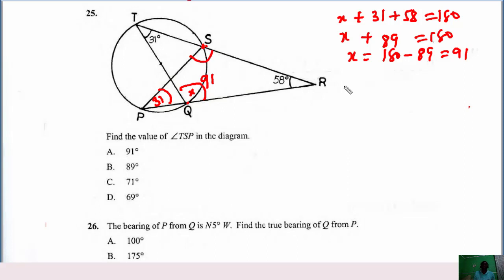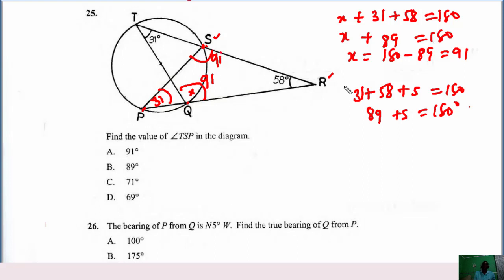So it will be 31, plus, so PSR, we are using PSR. 31 plus 58 plus the angle at S will give us 180. So the same way we will get 89 plus S is equal to 180. So here will give us 91.